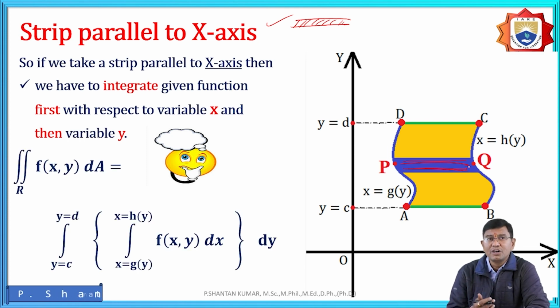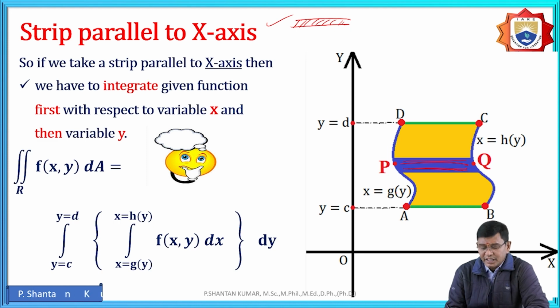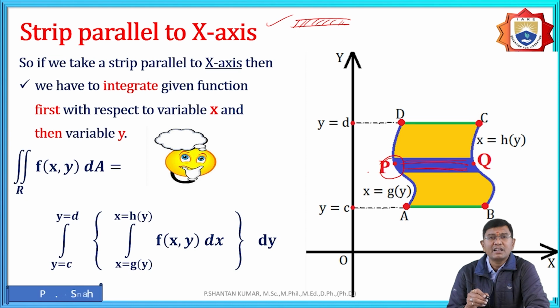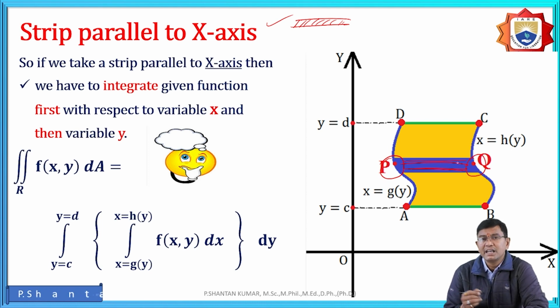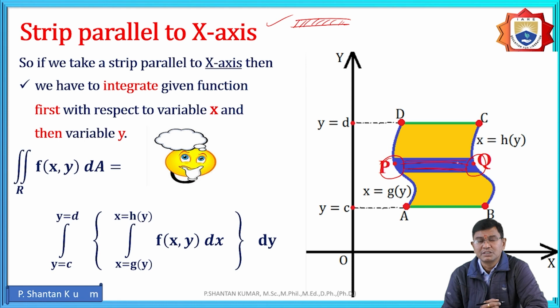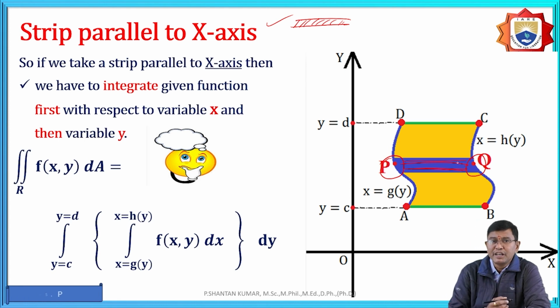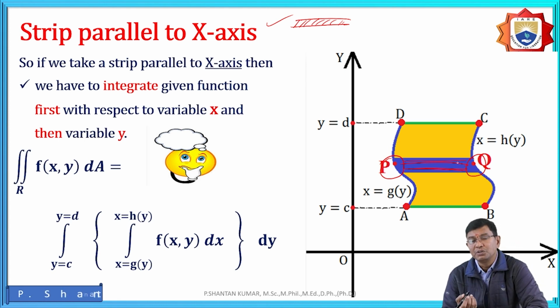While observing here, the inner strip is g of y. By taking any line parallel to the x-axis, the inner strip is the left side and the outer strip is the right side. That means the right strip is q as a function, the inner strip is p, and the outer strip is q.